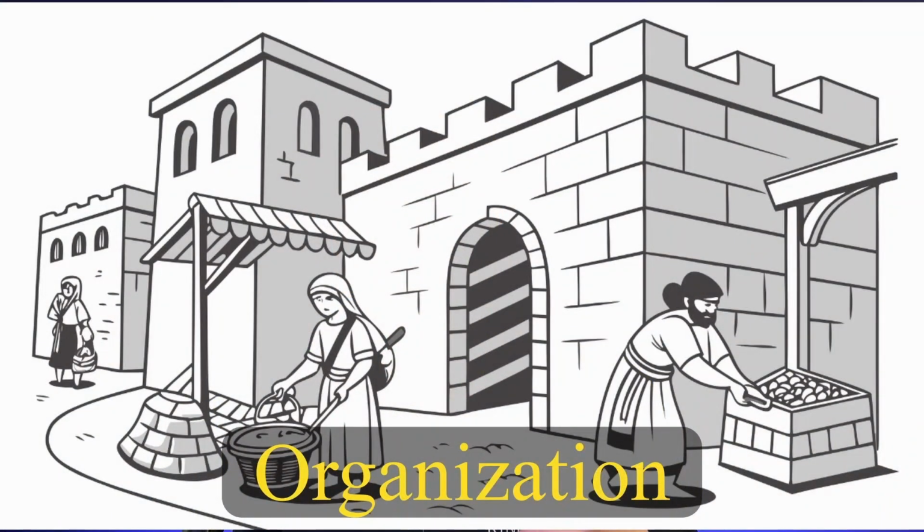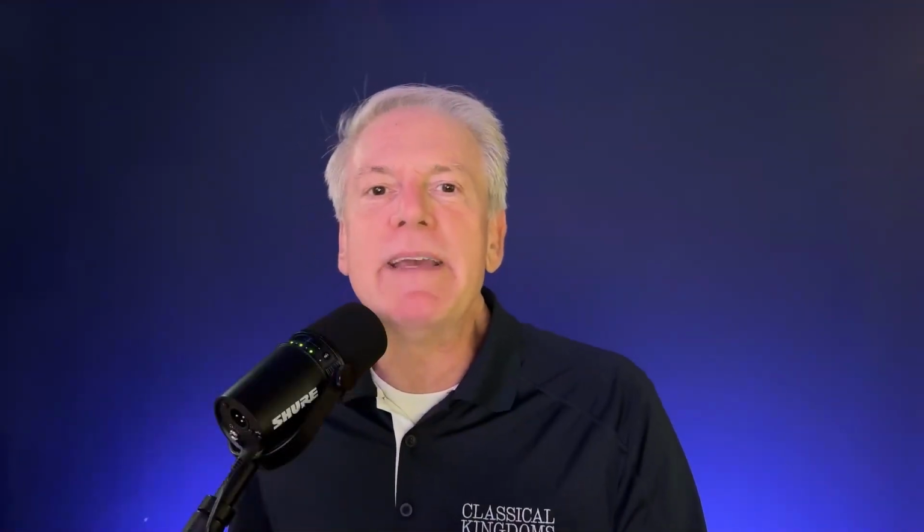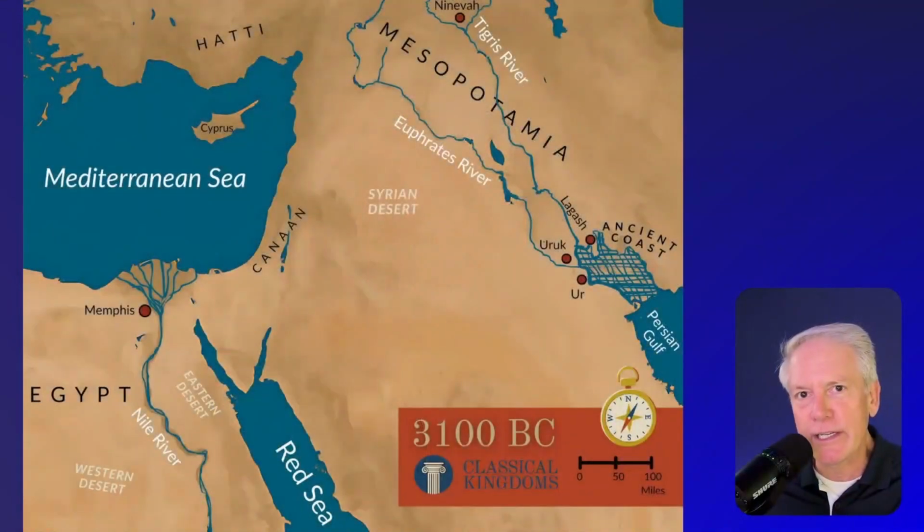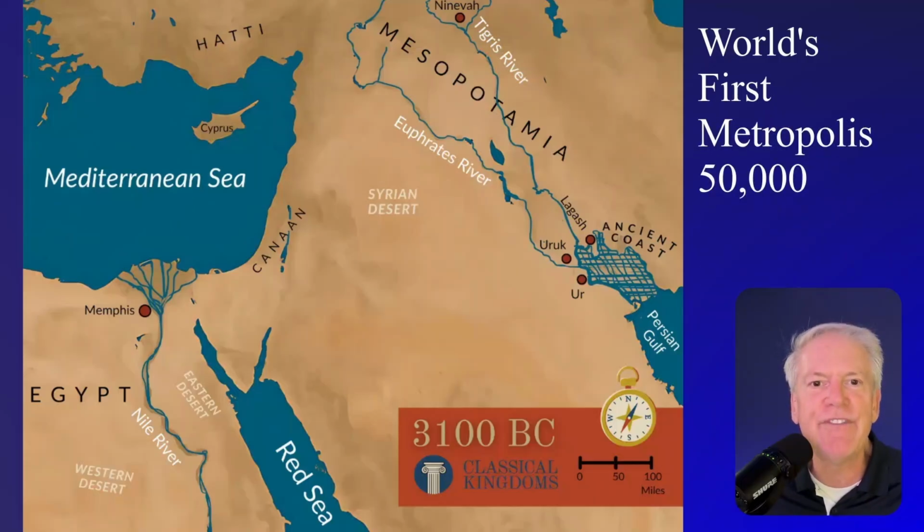Isn't this lesson about cities now, a lesson about civilization? Isn't it about organization? We need to have an organized system. Okay, so where are the big ones? Where did we get some big cities? Let's go to Uruk on the Euphrates River. Uruk is sometimes referred to as the world's first metropolis. 50,000 people could have lived there.